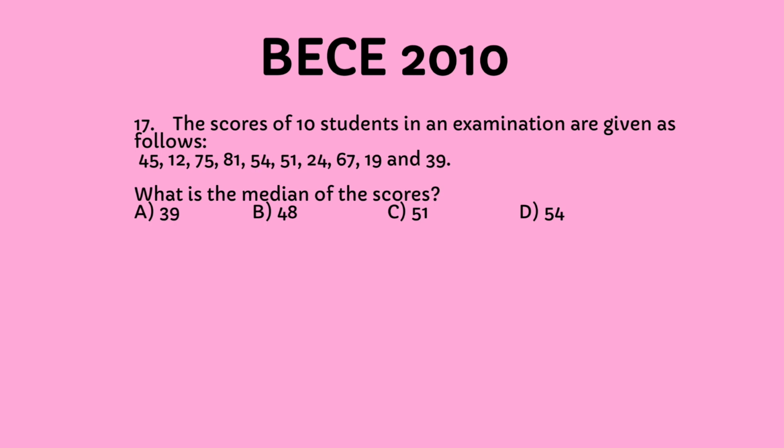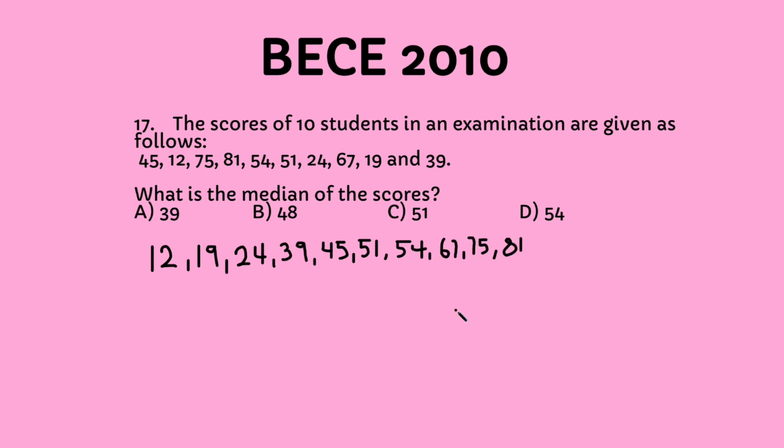And finally, for question 17, the scores of 10 students in an examination are given as follows. So we have 45, 12, 75, 81, 54, 51, 24, 67, 19, and 39. We have to find the median of the scores, which is basically the middle number. So we're first going to organize the scores of the 10 students in order of increasing form. Yes, and that's what you can see here.